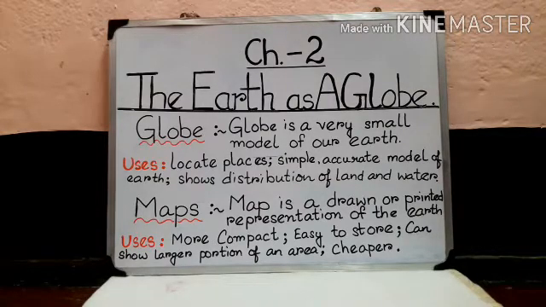Introduction. We have learned that the earth is round in shape. It is difficult to see a round thing at a sight. Moreover, the earth is so large in size that we cannot see all its parts at a time. It is right, isn't it, children? Earth is very big, isn't it?